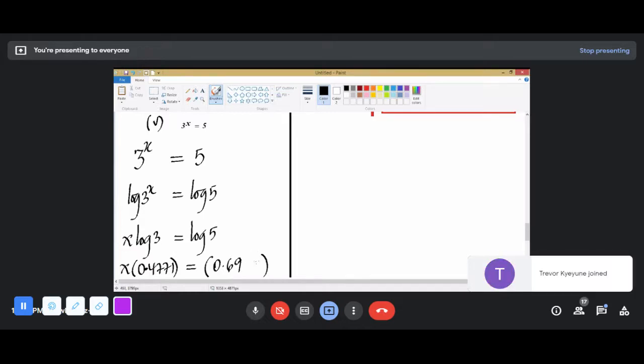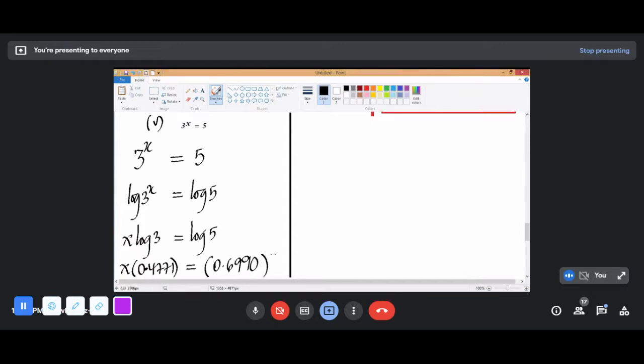Round off to 4 decimal places. When you round off, you get what? You have 0.69897. So when you round off to 4dp, this is above 5, it adds a 1 here to give us 10, carry 1, you get 0.6990. Madam, you should learn that rounding off.